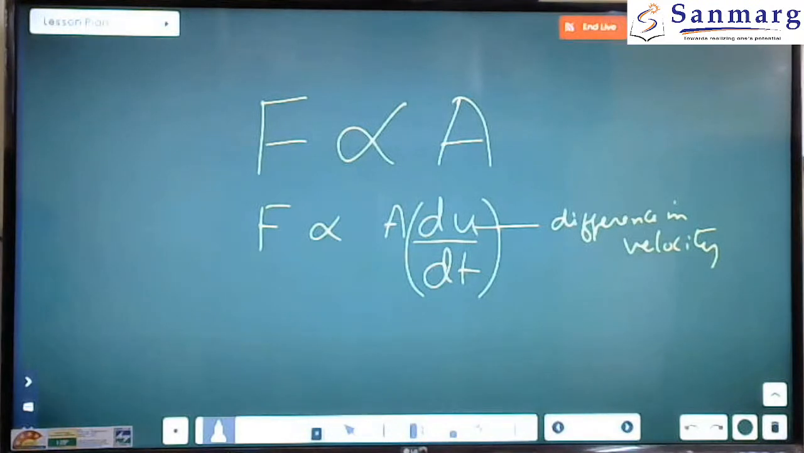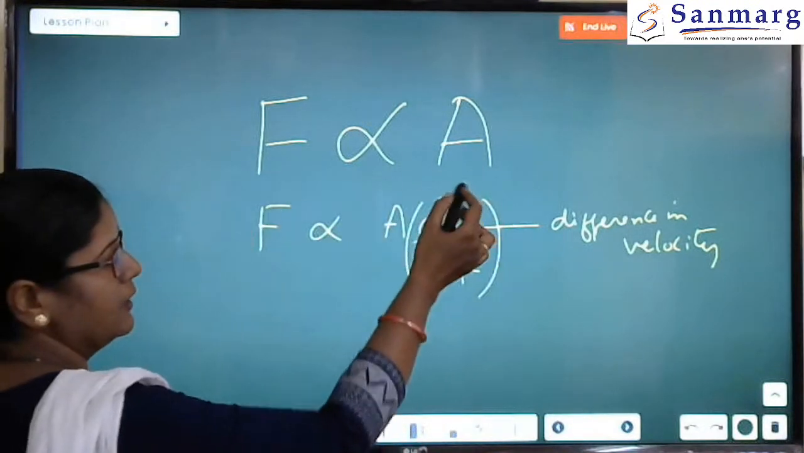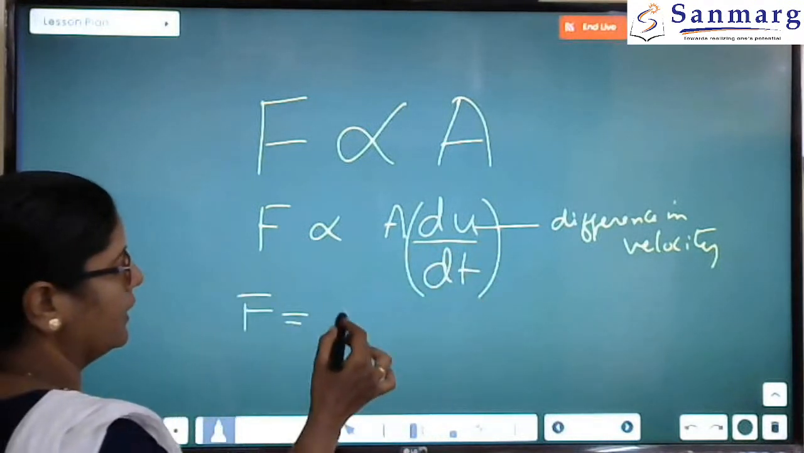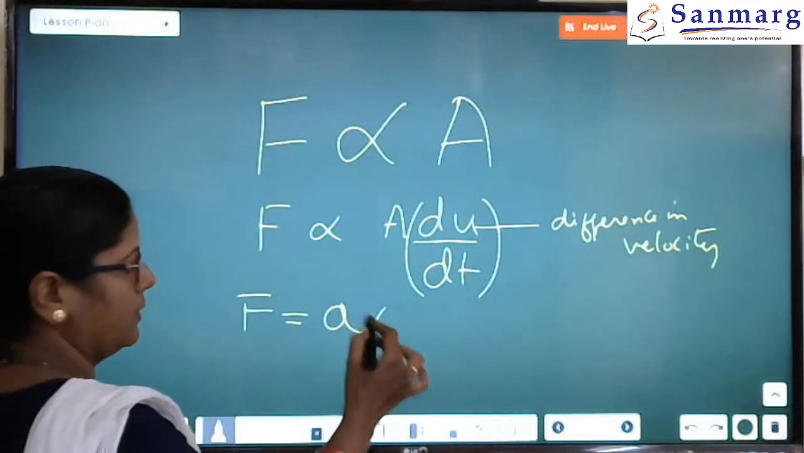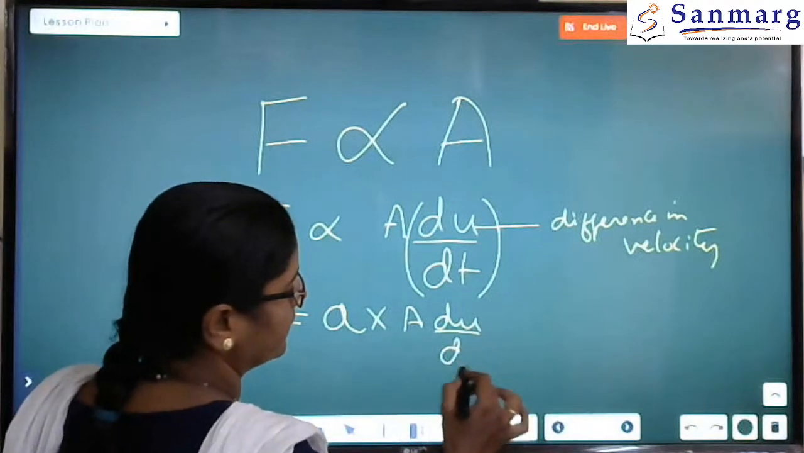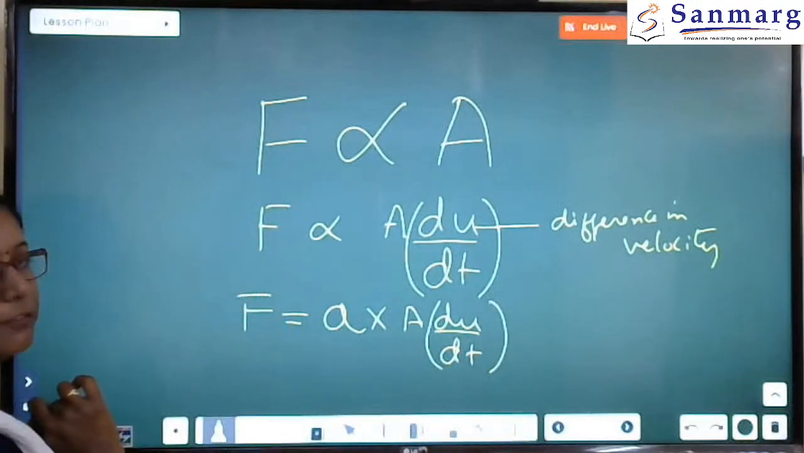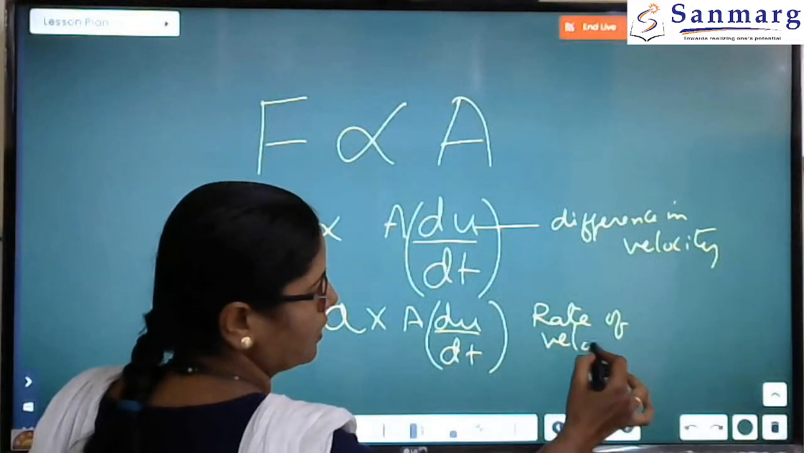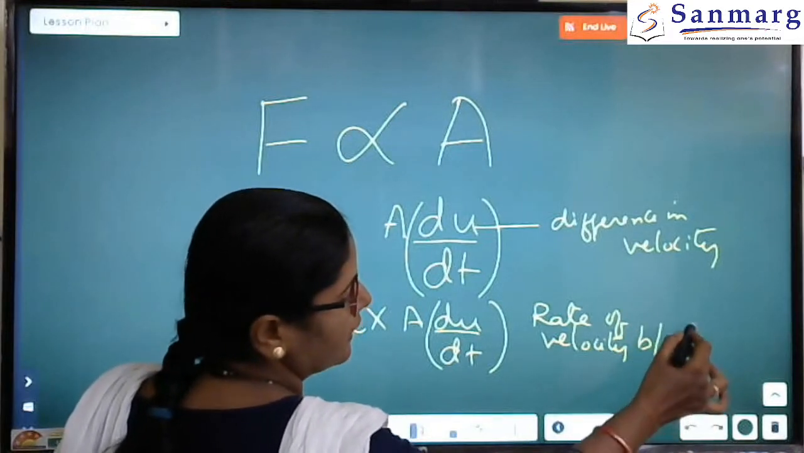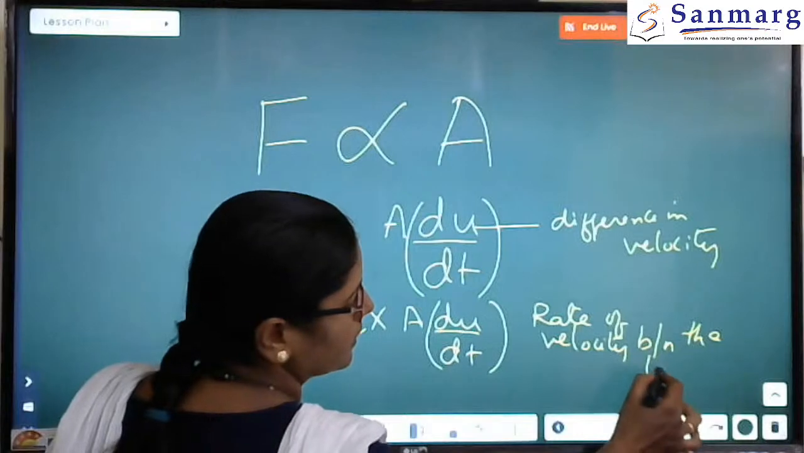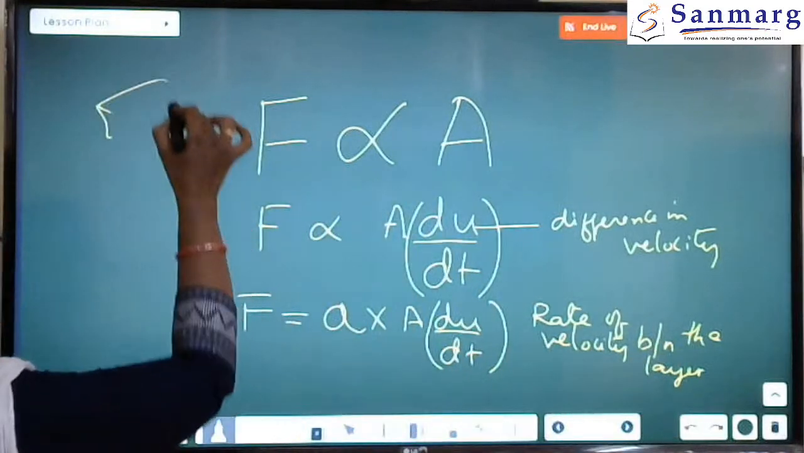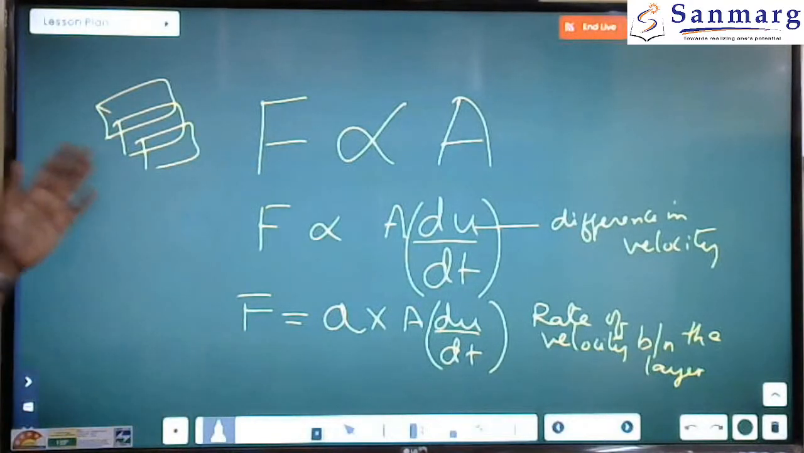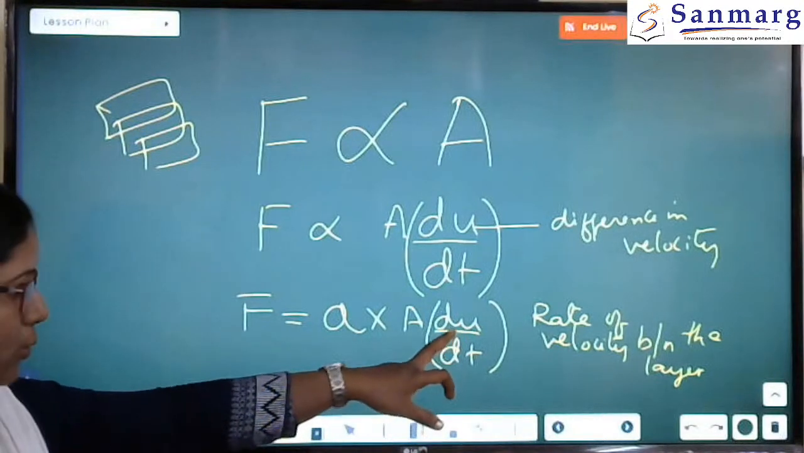Okay, so force is directly proportional to A and area, that is nothing but du upon dt. So with the proportionality constant, you get F equals a constant into A du upon dt. This is called the rate of velocity between two layers, between the first layer, second layer, third layer. So the velocity differences between the layers is given by du upon dt.